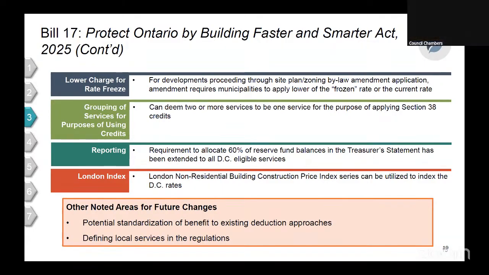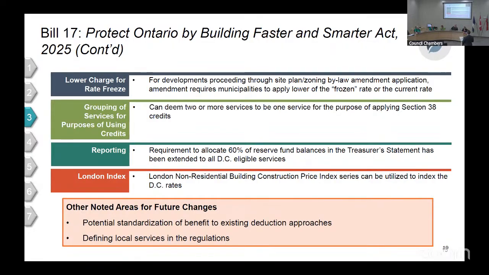Okay? They had to bring this in because when some municipalities like Vaughan and Mississauga reduced their development charges, the rate freeze provision said that they still had to pay the higher rate. They couldn't get the discount. So then there's grouping of services for the purposes of credits.